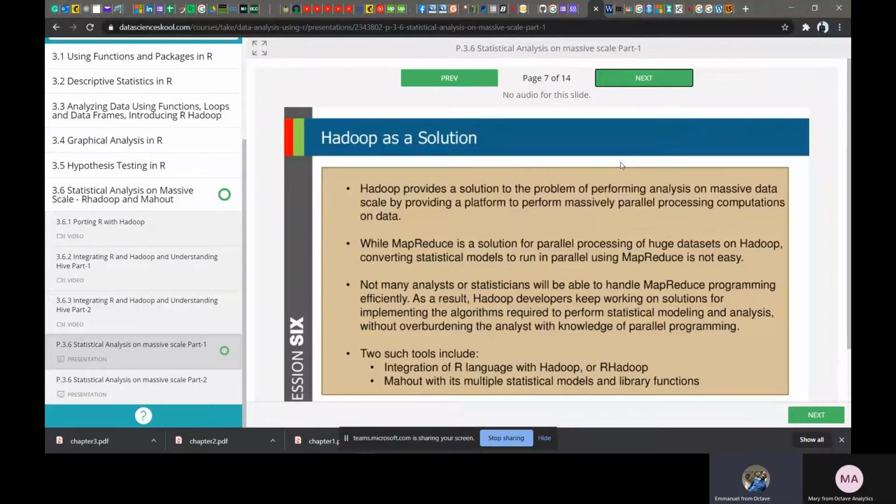So not many analysts or statisticians will be able to handle MapReduce programming efficiently. As a result, Hadoop developers keep working on solutions for implementing the algorithms required to perform statistical modeling analysis without overburdening the analyst with knowledge of parallel programming. Two such tools include integrating R with Hadoop, or what we call RHadoop, a project started by Revolution Analytics, and also Mahout, which has multiple statistical models and library functions.